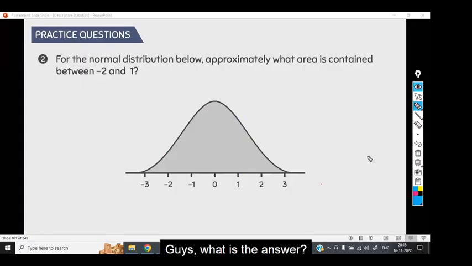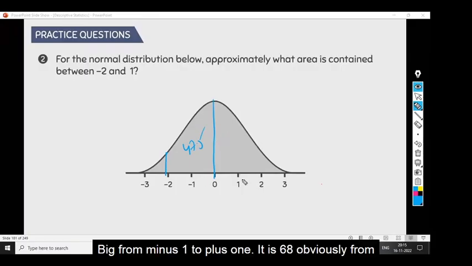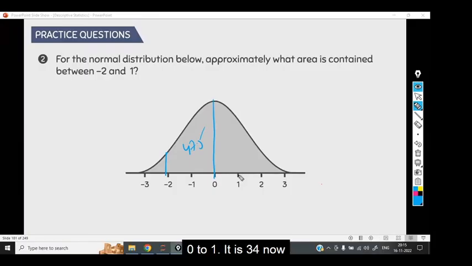Guys, what is the answer? From minus 2 to plus 0, what is the area? This is 47.5. From 0 to 1? From minus 1 to plus 1, it is 68. Obviously, from 0 to 1, it is 34. Now, if you combine these two, which is nothing but 81.5.